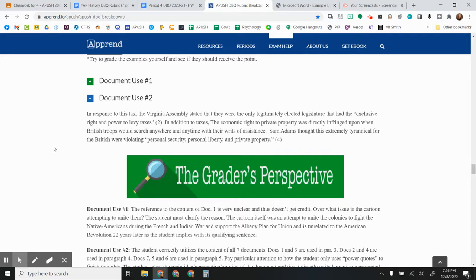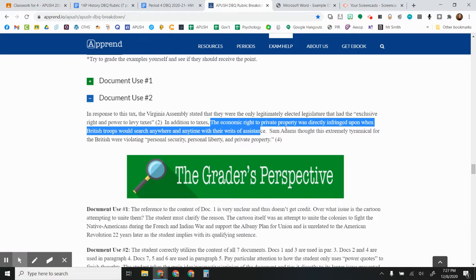Okay. With the power quote of exclusive right and power to levy taxes, the reader knows that you understand that because of this statement here. The only legitimately elected legislature that could do these things. In addition to taxes, the economic right to private property was directly infringed upon, which the British troops would search anywhere and anywhere at any time in their writs of assistance. So again, you are explaining something here. Sam Adams thought this, and you've explained it up here, was extremely tyrannical, for the British were violating personal security, personal liberty, and private property. This is from the fourth document.